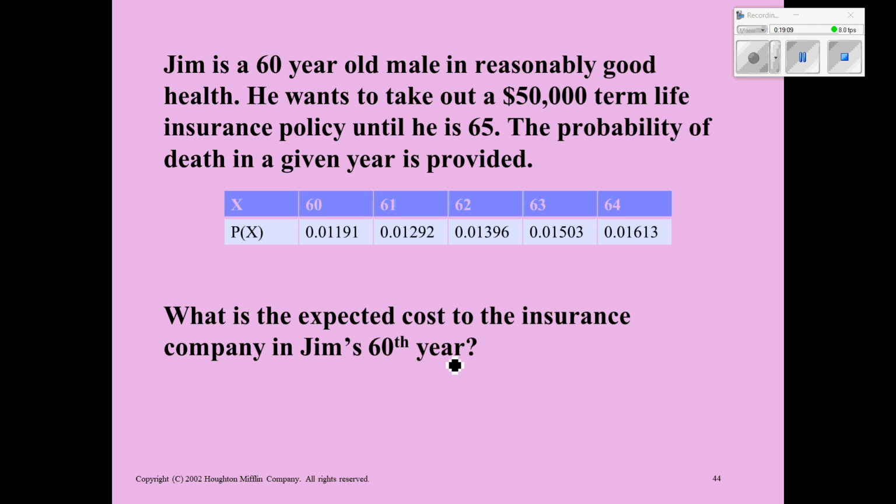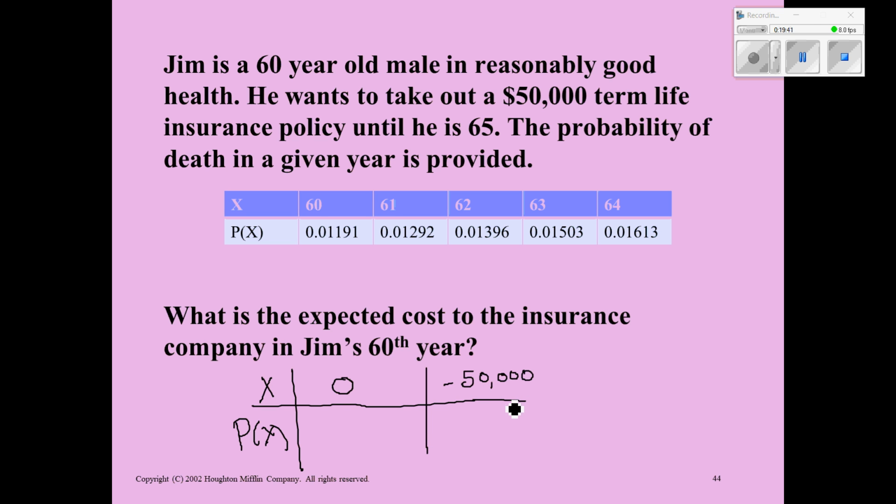So let's look at an example. Jim's a 60-year-old male, reasonably good health, wants to take out a $50,000 life insurance policy. What's the probability of death each year is given. What's the expected cost to the insurance company? So we're going to look at just the 60th year. And there's 2 possibilities from the insurance company's side. One, they could pay out nothing. The other is they could pay out $50,000.